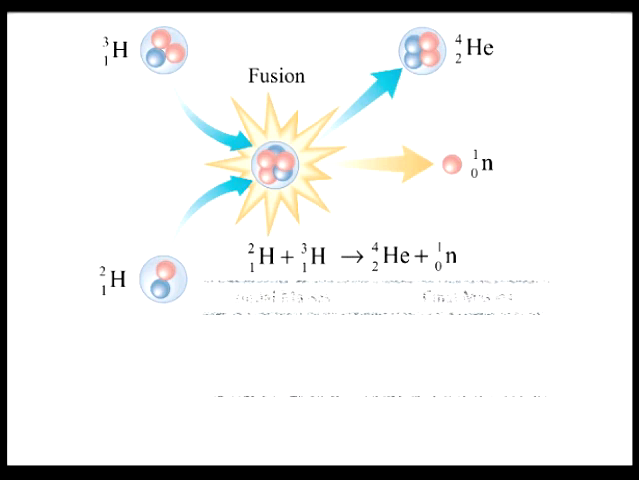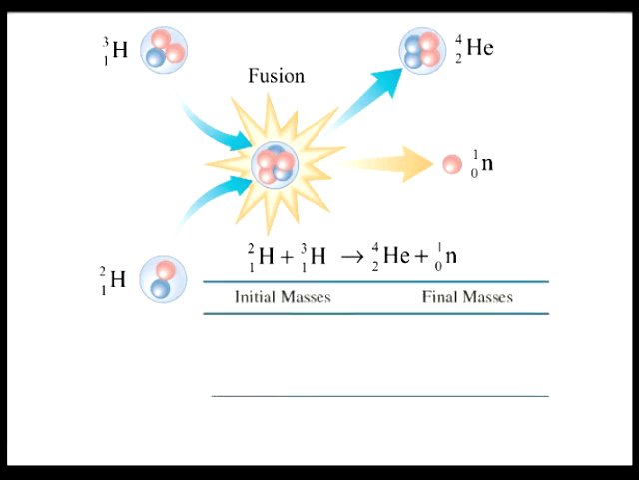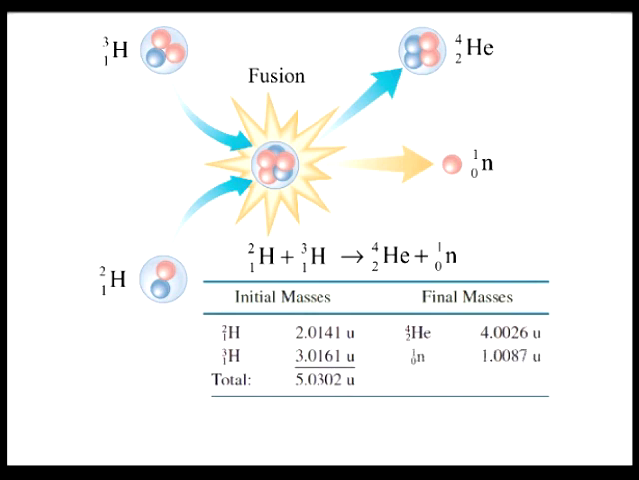In order to determine the energy released, we must first calculate the mass defect. Before fusing, the total mass of the deuterium and tritium nuclei is 5.0302 atomic units. After fusing, the sum of the masses of the neutron and the helium-4 nucleus is 5.0113 atomic units. Therefore, the mass defect, delta M, equals 0.0189 atomic units.